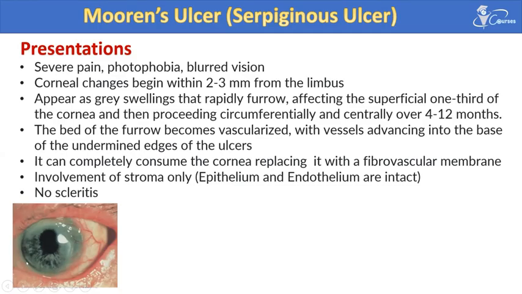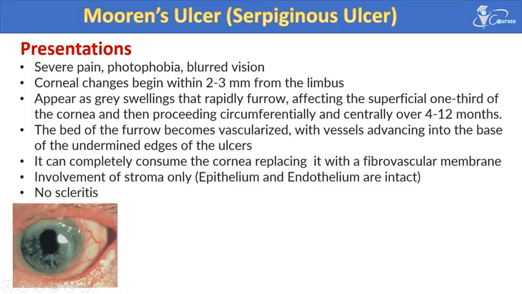It will spread circumferentially to take the entire cornea from limbus to limbus, and also spread centripetally toward the center over 4 to 12 months. As it spreads circumferentially and centrally, there is also invasion of blood vessels. You can see the bed here is becoming vascularized, with vessels advancing in the base of the ulcer and to the undermined edge of the ulcer. Sometimes this ulcer has an overhanging edge of the stroma, and it is causing undermining of the stromal tissue, and the blood vessels will stop at the end of the undermined edge of the ulcer.